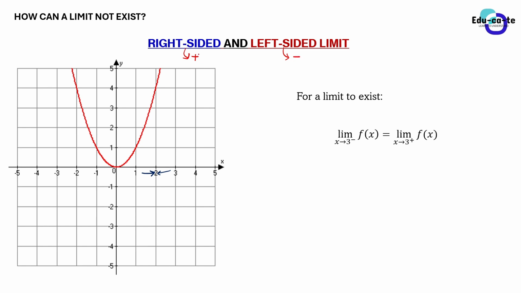When you're coming from the right, we write a positive on top of your number. Like here, this is the limit as we approach 3, and we put a positive as the power. This doesn't mean that 3 is positive, but this positive just means that we are approaching 3 from the right. And this minus here, if we put this limit as x approaches 3 to the power of minus, it just means that we are approaching 3 from the left. Those two limits must be equal so that we can say that the limit exists.